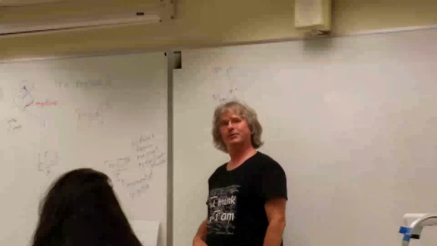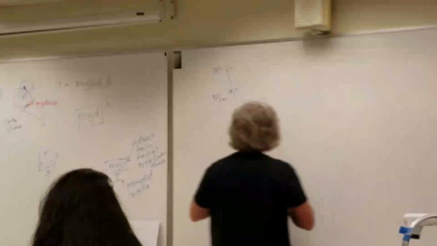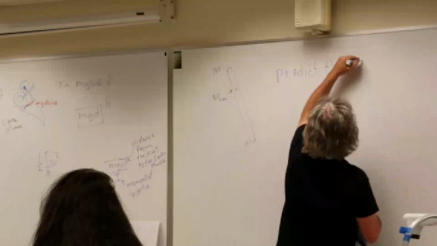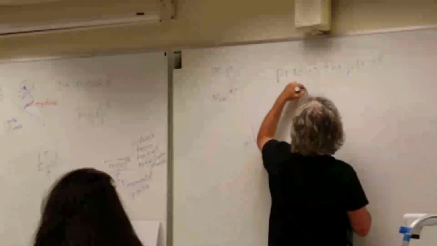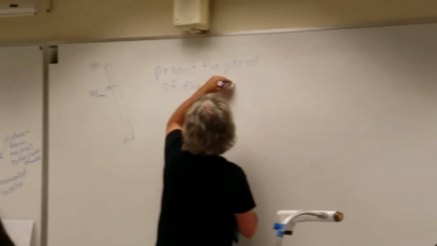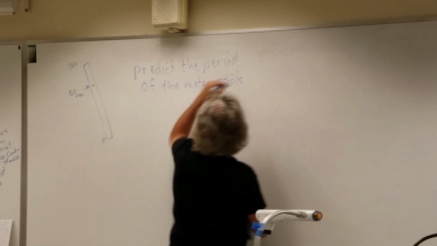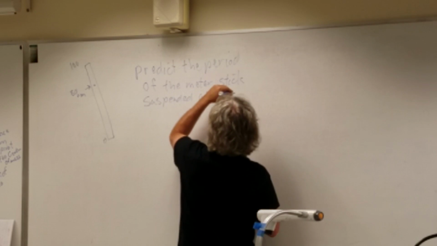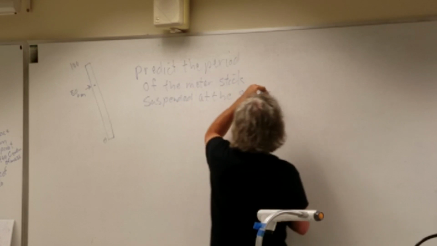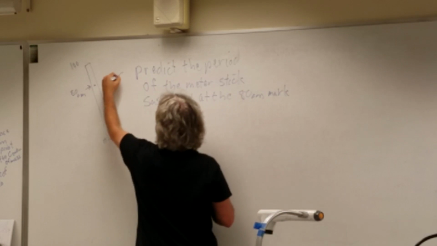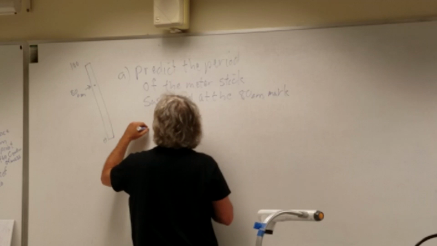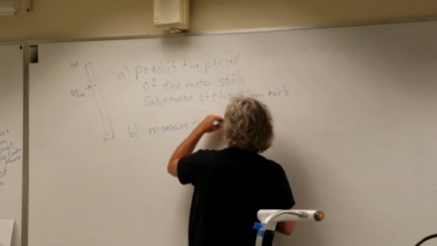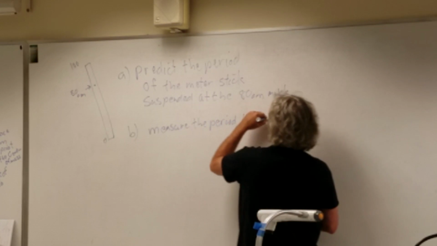I'm not going to get you the meter sticks right away, because the first thing I want you to do is predict the period of the meter stick suspended at the 80 centimeter mark. That's part A. Part B, measure the period by swinging the meter stick.